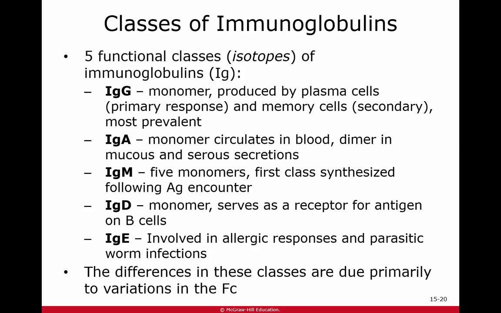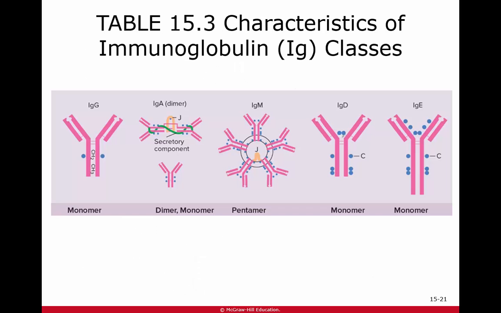Now these are the 5 functional classes of our antibodies, or our immunoglobulins. We have IgG, which is a monomer. You can see it here on the left. It's produced by the plasma cells when you have the primary response to this antigen, and then by the memory cells at every secondary exposure. And this is the most prevalent immunoglobulin.